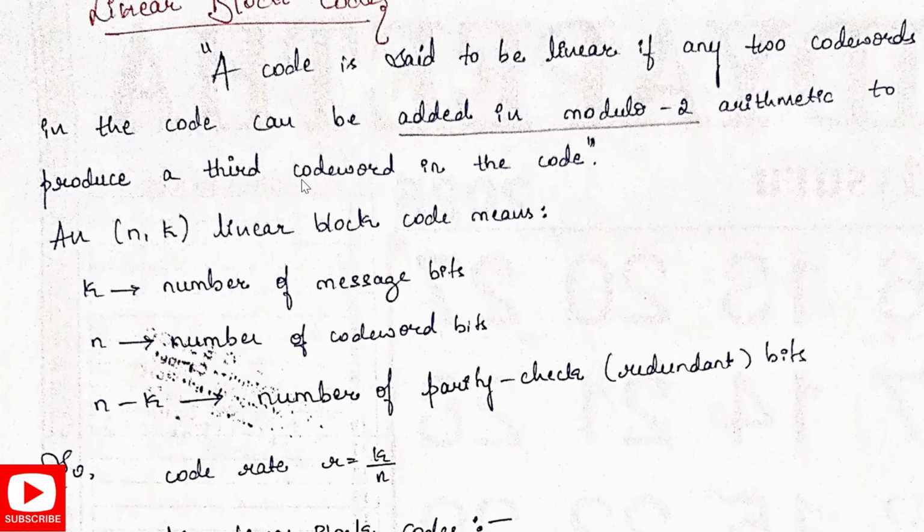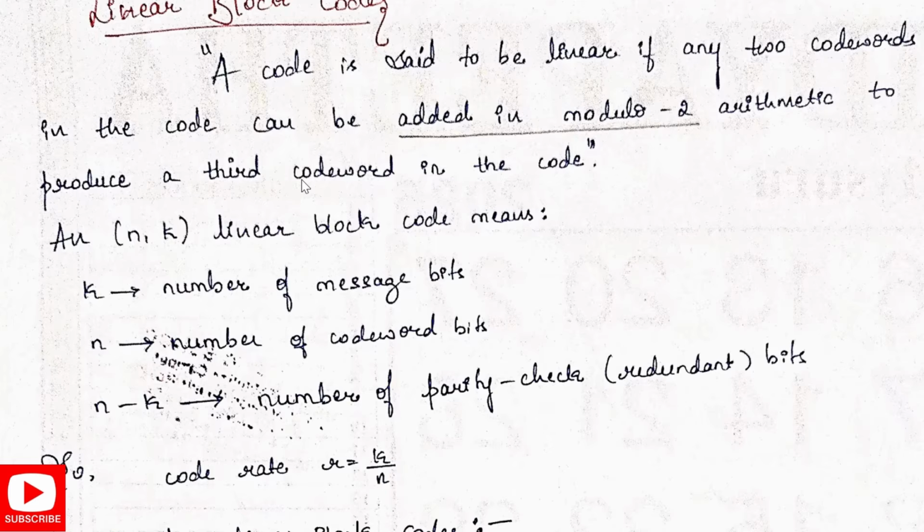So what is a linear block code? A code is said to be linear if two code words in the code can be added in modulo 2 arithmetic to produce a third code word in the code.